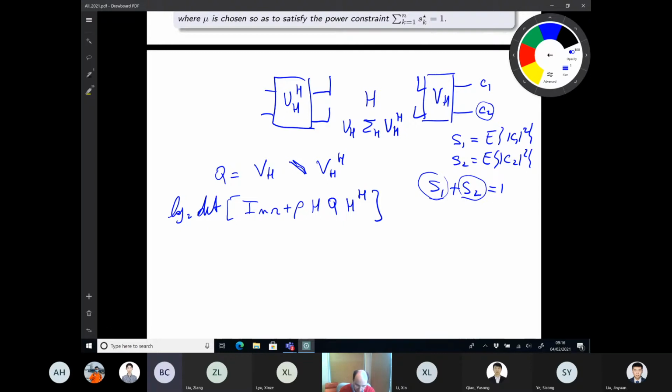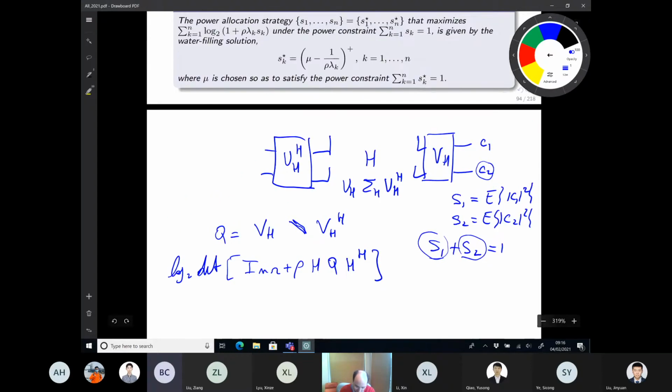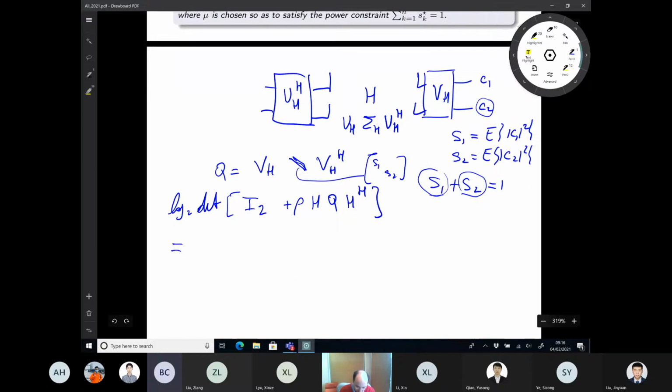Right, so if I have this and I plug this here, let me do this for the 2 antenna case, this example here, so we'll understand better. So I have 2 receive antennas. And so here I have this quantity is S1 and S2. Now if I do that, what do I have? I can write this equivalently. This is log 2 det I2 plus rho Q H Hermitian H.